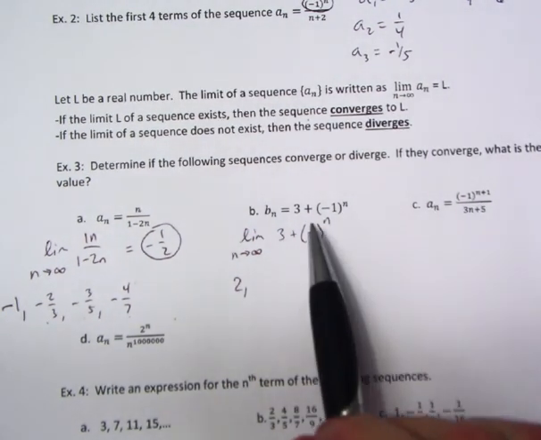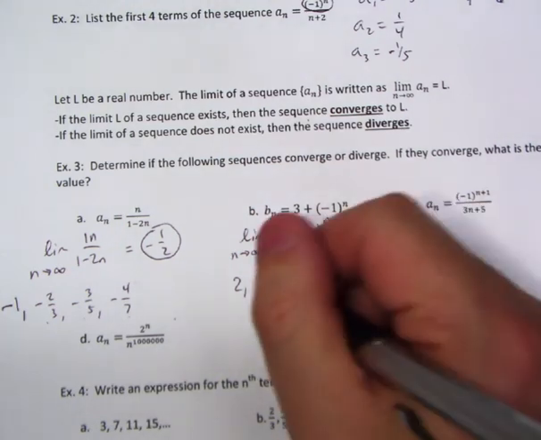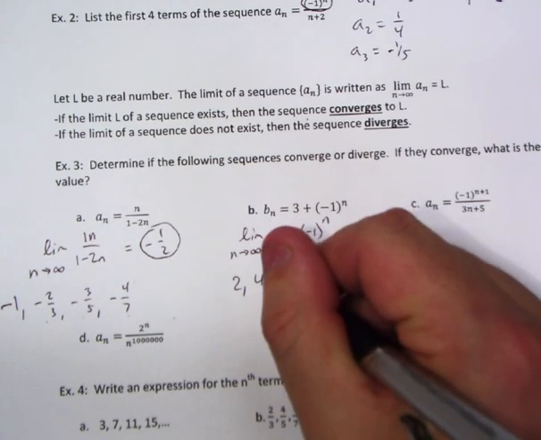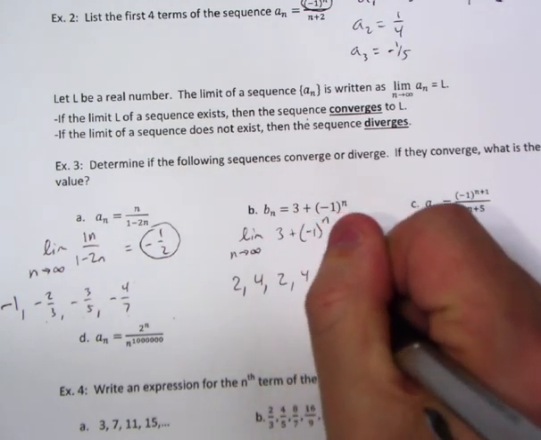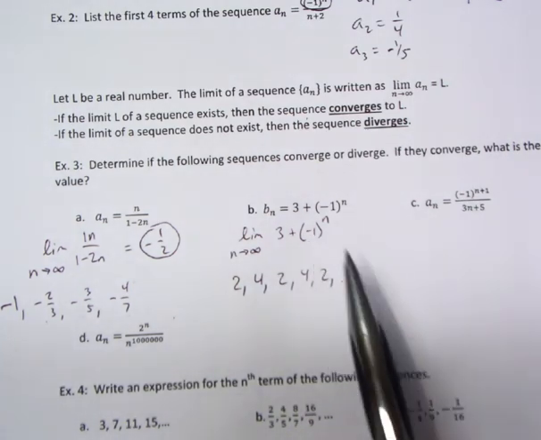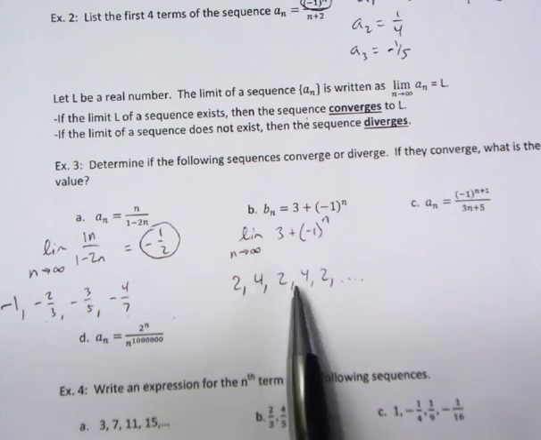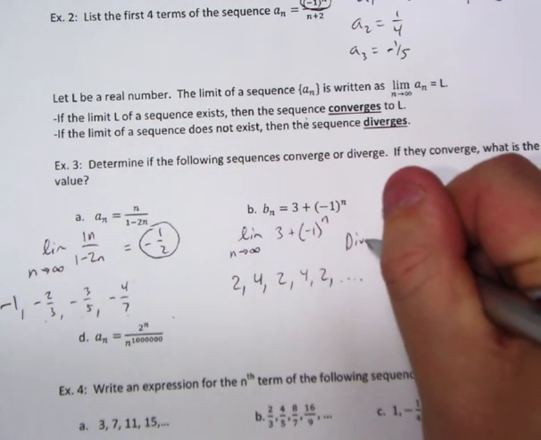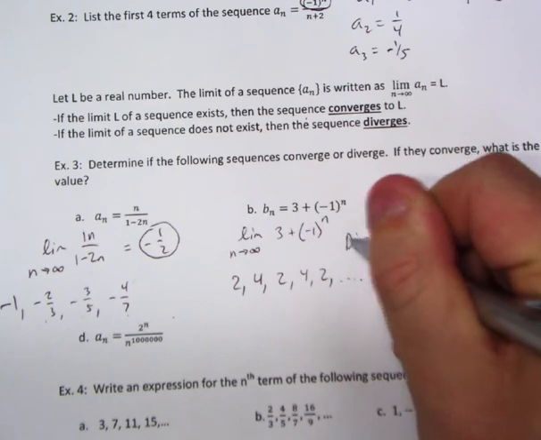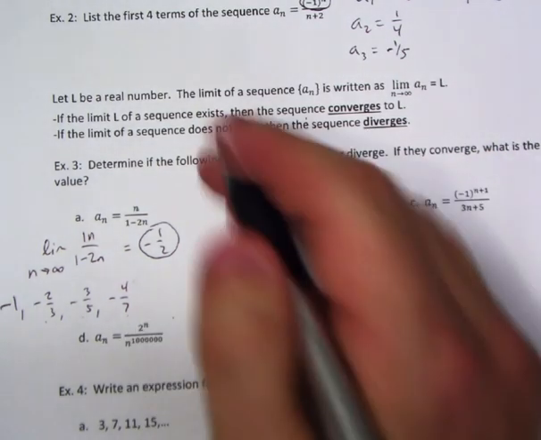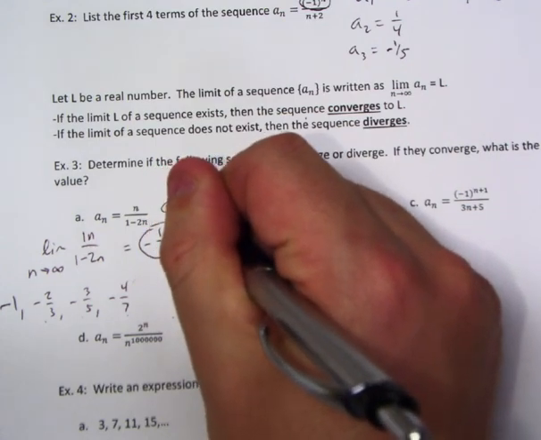And then I plug 2 in, and I get 3 plus 1, so 4. And then I plug 3 in, and I get 2 again. And then 4, and then 2, and so on. So you can see visually, without using horizontal asymptote rules or anything like that, this sequence is not converging towards anything. It just alternates between 2 and 4. So we would say this sequence diverges. The limit does not exist. I should have said on the previous one, converges. I apologize.